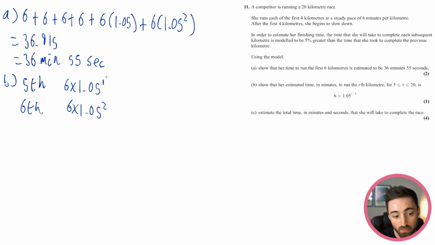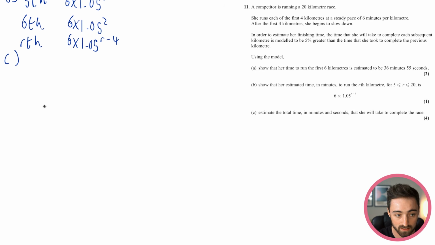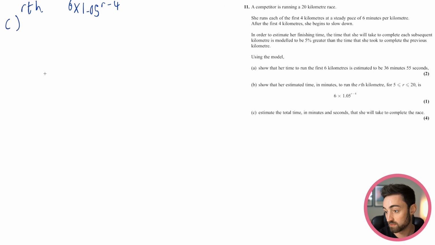The power of the 1.05 is always 4 less than the number of the kilometre. So for the rth kilometre, it's just going to be 6 times 1.05 to the power of r minus 4. So I reckon that's enough for a mark there, right? Cool.